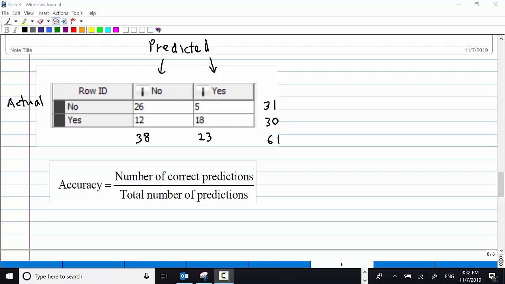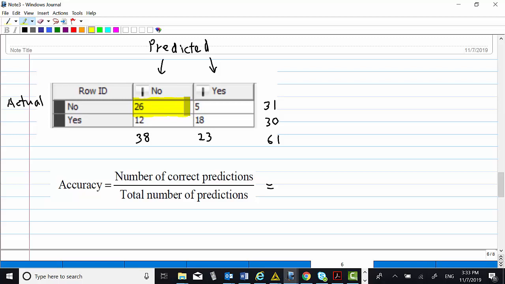Now we shall examine the accuracy of the machine. This is defined as the number of correct predictions over total number of predictions. From this confusion metric, there are 26 cases of no heart disease and predicted no heart disease as well. So they are predicted correctly. And then there are 18 cases, actual case with heart disease and predicted also 18 cases of them correctly. So all together, this is 26 plus 18, out of our total of 61. And so it is 44 over 61. So the accuracy is 72.131%.